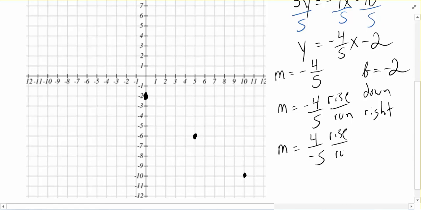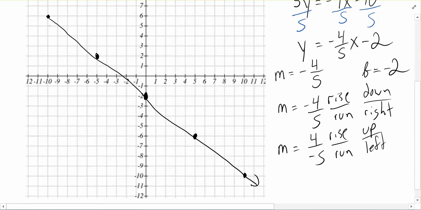In terms of rise over run for the second option, a positive rise means to go up. A negative run means to go to the left. So we could go up by 4 to the left by 5. We could go up by 4, left by 5 again. And then we can connect the dots here. It's not the straightest line in the world, but I'm freehanding this.